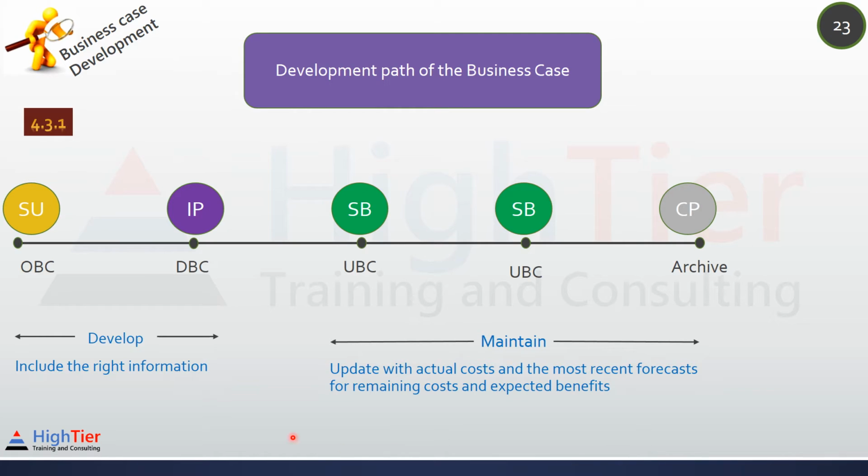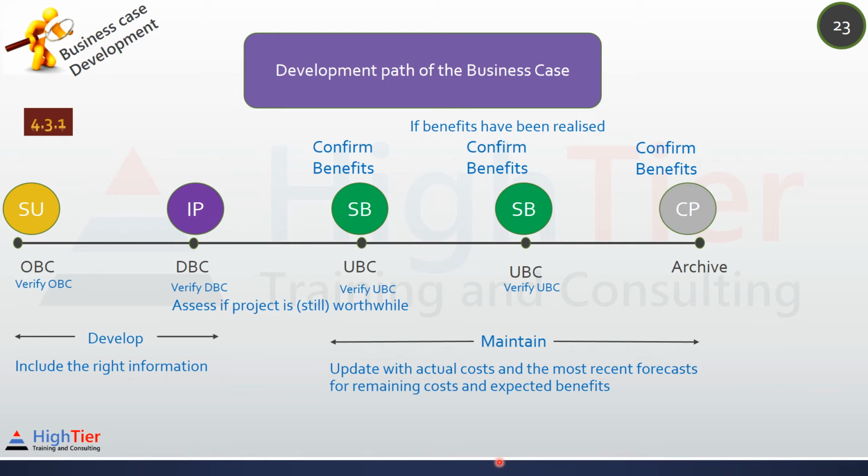The business case is maintained throughout the life of the project. We update the business case with actual cost, current forecast for remaining cost, and benefits. The business case is formally verified by the project board at each decision point. After SU, the outline business case is verified. After IP, the detailed business case is verified, and at every end stage assessment, the updated business case is verified. We assess whether the project is still worthwhile. We also confirm benefits. We assess whether the intended benefits have been or will be realized.